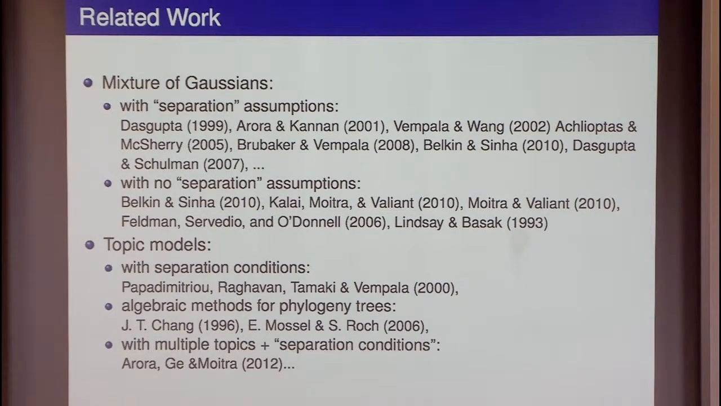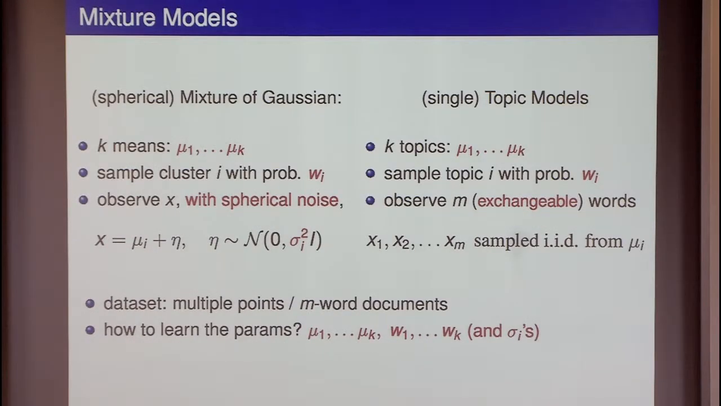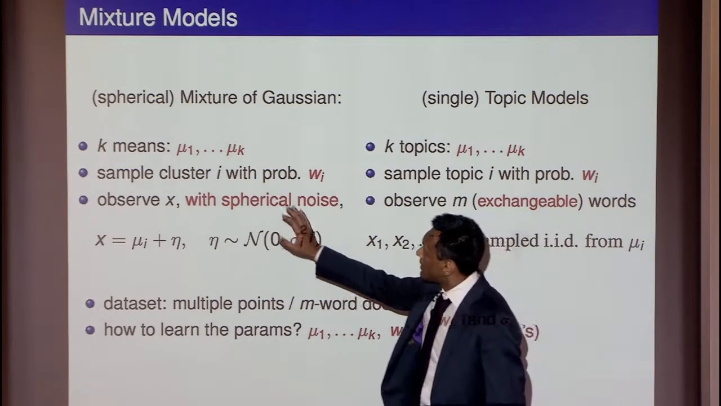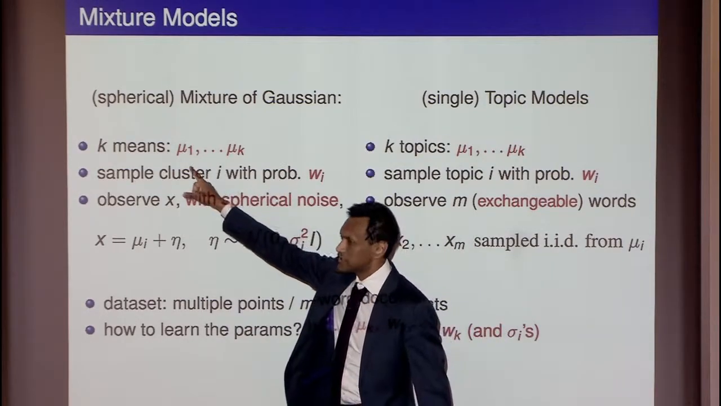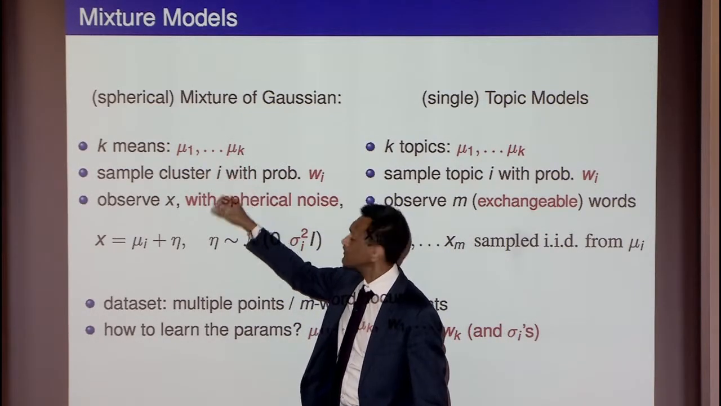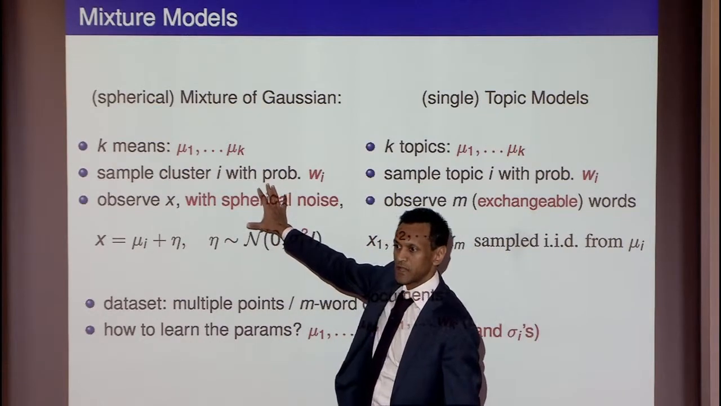Okay, so definitely ask questions. So let's just go through the model slowly and tackle the problem. Okay, so let's set things up. So, mixture of Gaussians problem. Think of having k means, mu1 to mu k. Okay. And how are we going to generate our data?